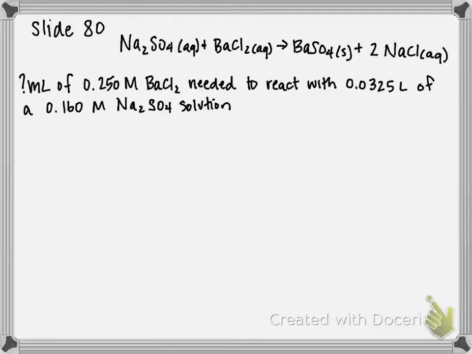This is the example problem on slide 80 of our Chapter 12 PowerPoint. And this is another example of solution stoichiometry. Unlike the previous example, here we're going to be starting with volume of substance, we'll say A, and using stoichiometry to go into volume of substance B. So this is technically a 3-step calculation with the additional step of doing a unit conversion.